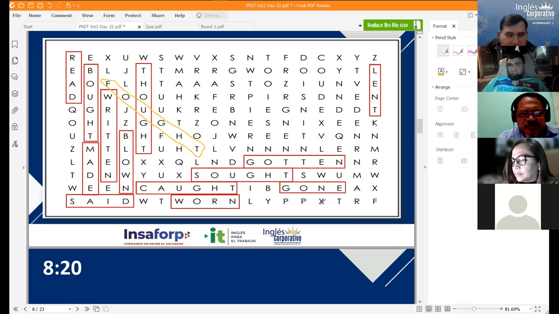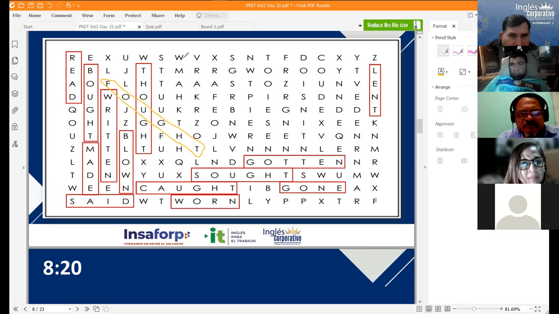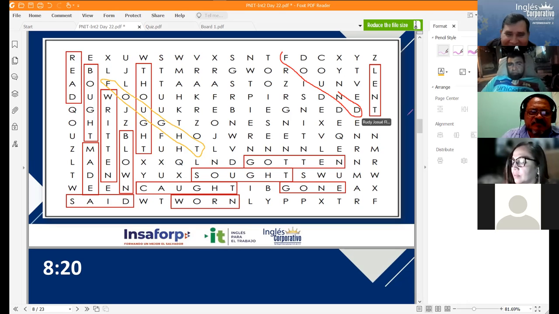Teacher, found. Where is found? F-O-U-N-D. Where? The letter F is up in the first line, horizontal. Yeah, this one. Excellent. Yes, that's the one. Found. Okay. Excellent. What's another that you have seen?